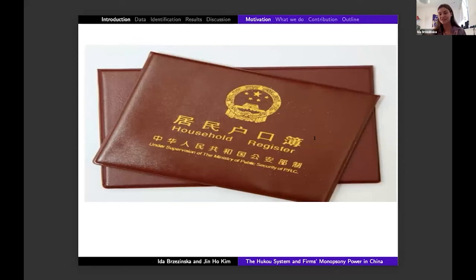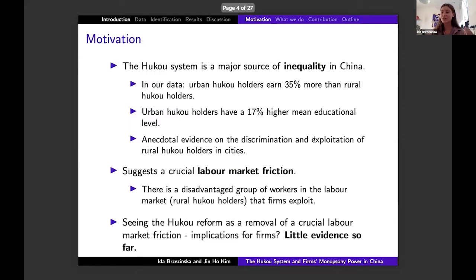Now it's obviously digitized. This is like the old school version of how it looked. This little red booklet quite literally determined people's life outcomes in terms of their access to safety nets. And why does it matter in terms of labor markets? The Hukou system really is a major source of inequality in China.